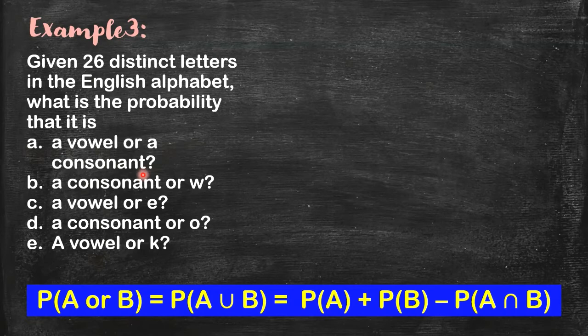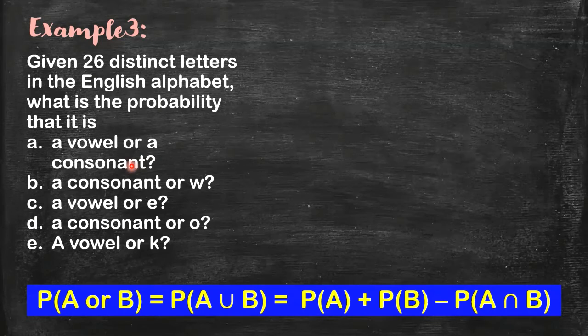Okay? So, sige nga. So, what is the probability of getting a vowel? It's 5 over 26, right? Because we have 5 vowels, okay, divided by 26 letters of the alphabet. What about the probability of getting a consonant? Kung meron na tayong 5 vowels, ilan yung consonants? 21. Okay? So the probability of getting a consonant letter is 21 over 26.